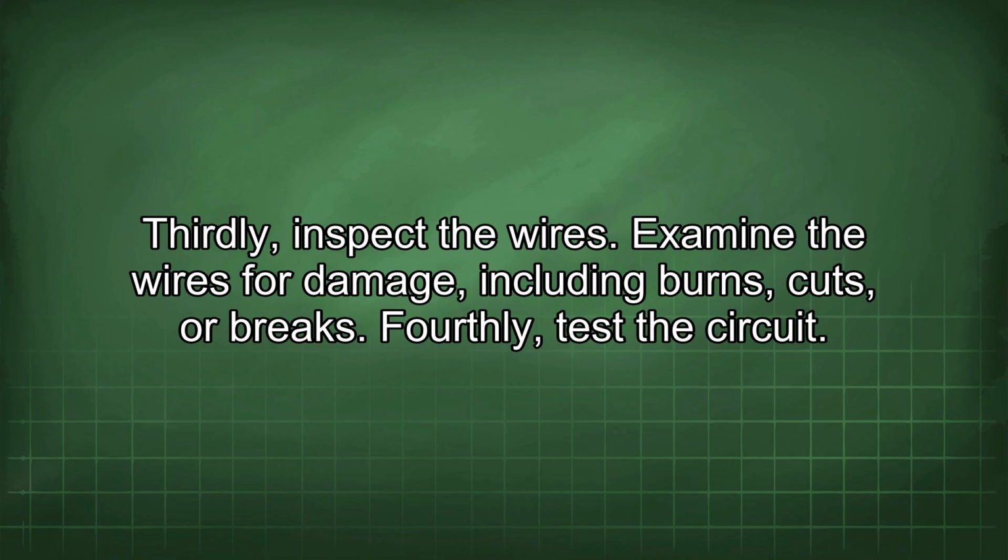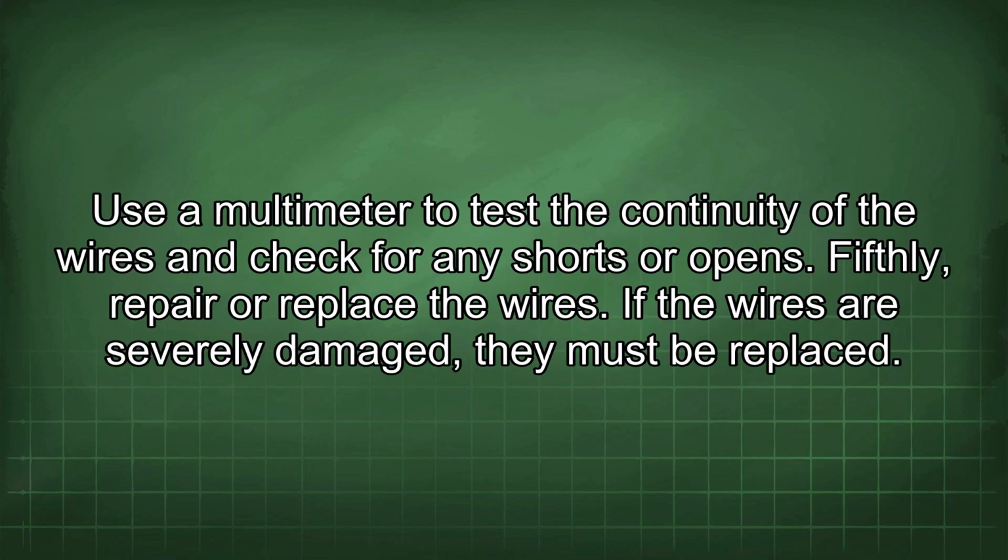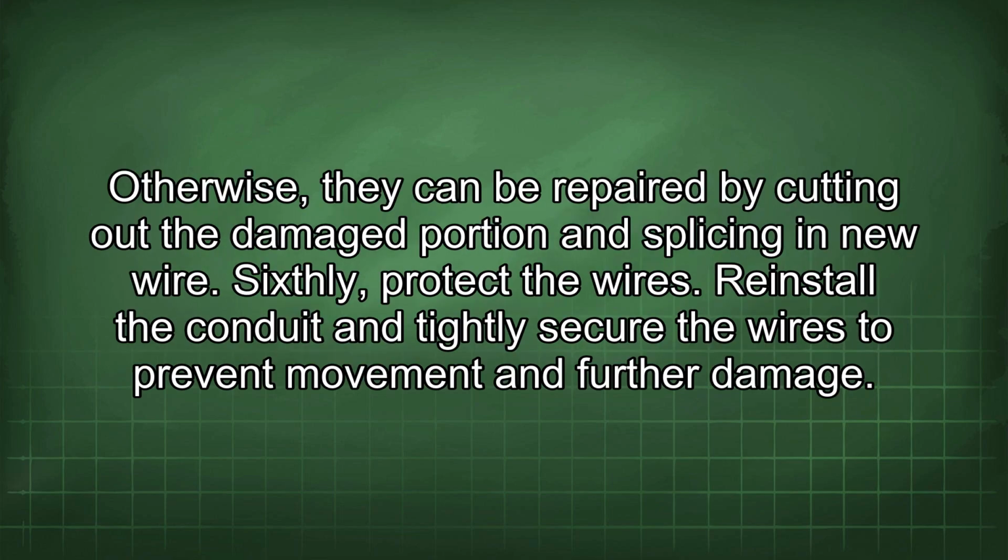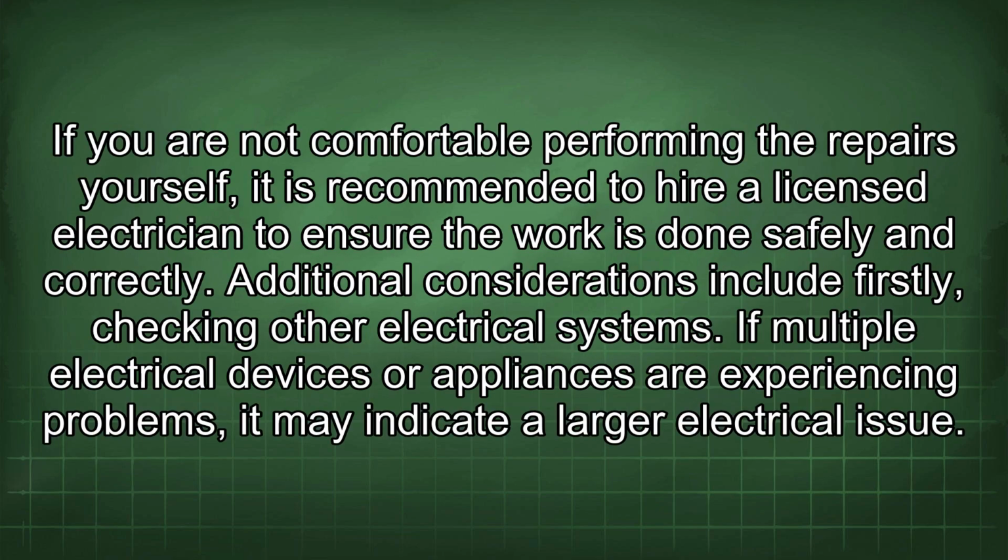Fourthly, test the circuit. Use a multimeter to test the continuity of the wires and check for any shorts or opens. Fifthly, repair or replace the wires. If the wires are severely damaged, they must be replaced. Otherwise, they can be repaired by cutting out the damaged portion and splicing in new wire. Sixthly, protect the wires. Reinstall the conduit and tightly secure the wires to prevent movement and further damage. If you are not comfortable performing the repairs yourself, it is recommended to hire a licensed electrician to ensure the work is done safely and correctly.